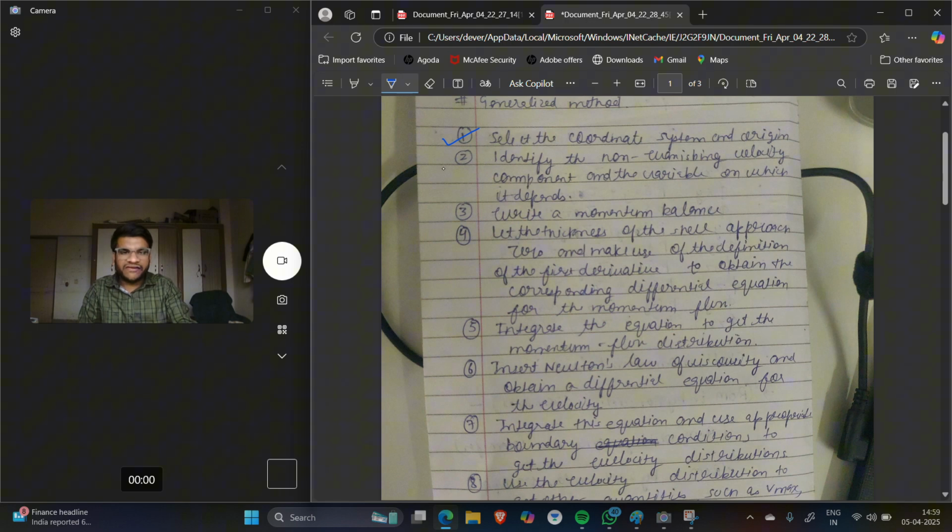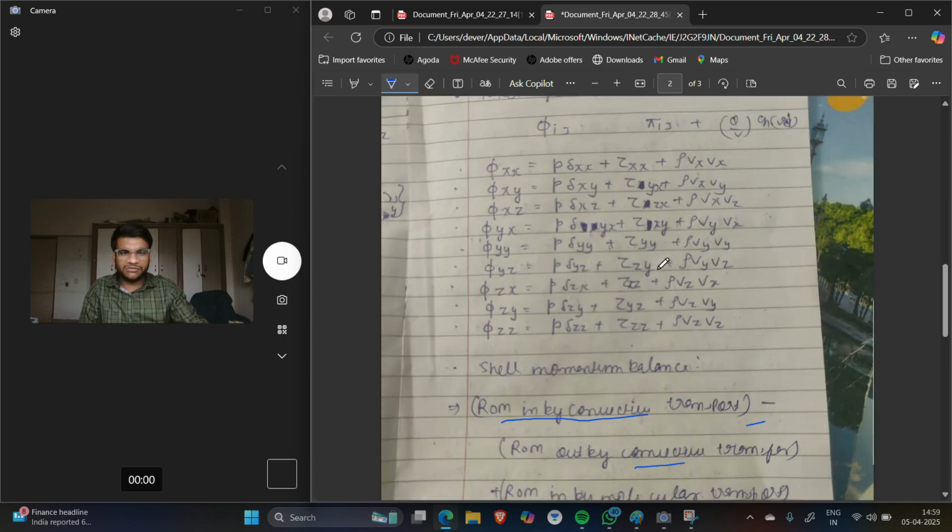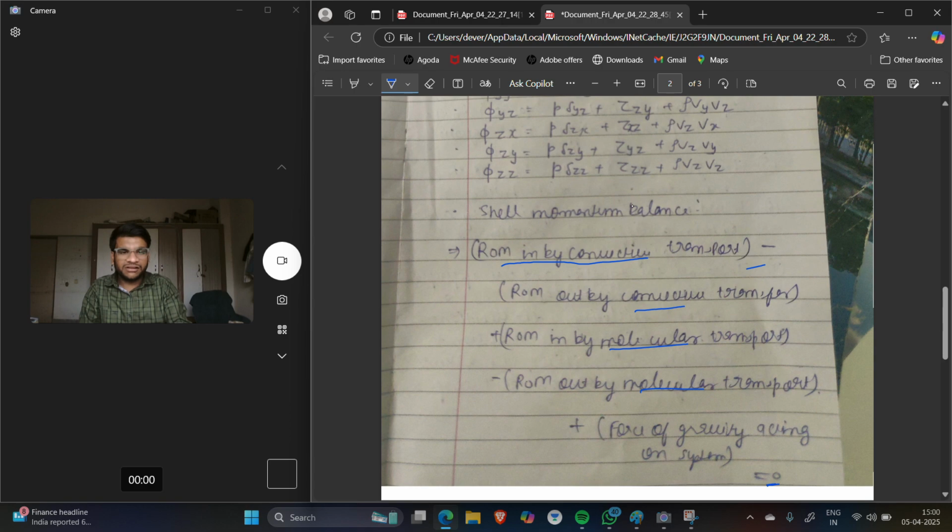Then identify the non-vanishing velocity component and the variable on which it depends. Non-vanishing velocity component means we have to find the components of velocity that are non-zero. Suppose a fluid is moving in the z direction, so the x component of the velocity will be zero and the y component of the velocity will be zero. So the non-vanishing component of velocity will be vz. Then we have to write a momentum balance. How to write a momentum balance? We have seen it just now.